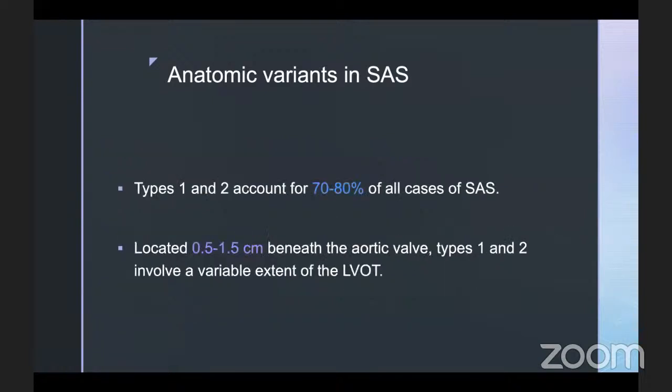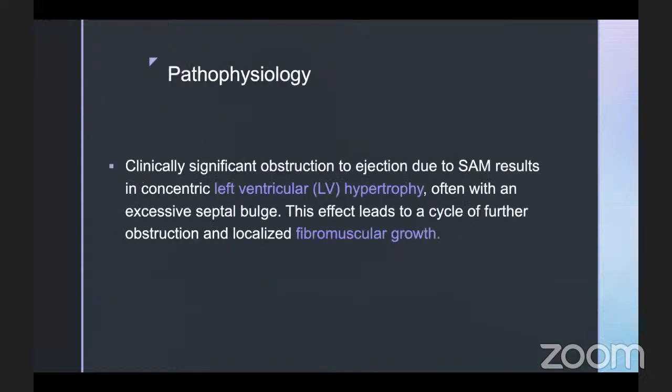Types 1 and 2 account for 70 to 80% of all cases of subaortic membrane and are located 0.5 to 1.5 centimeters beneath the aortic valve. Types 1 and 2 involve a variable extent of the LVOT.